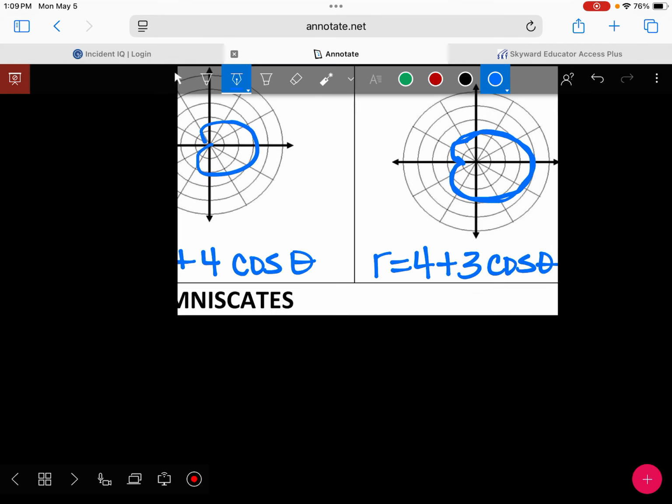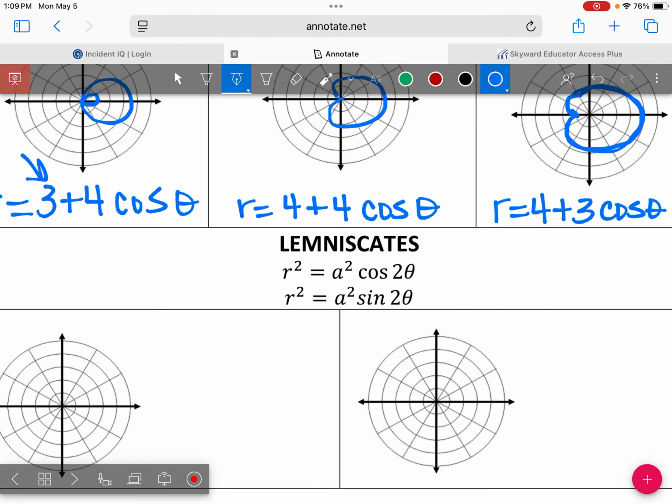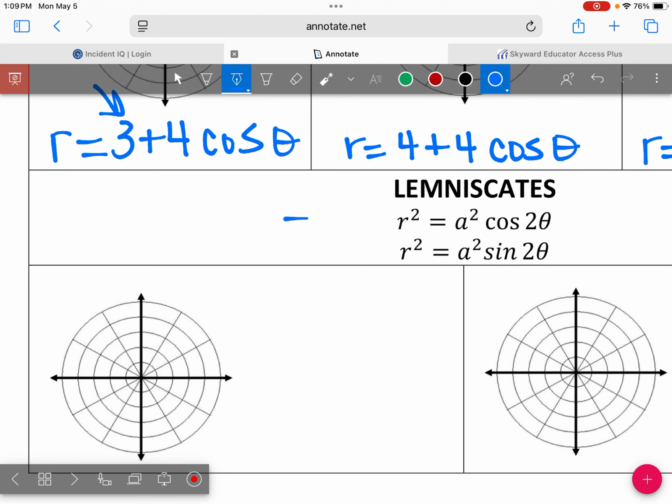All right. So then the lemniscate. Lemniscate is the only one that is squared. It starts with an r squared.